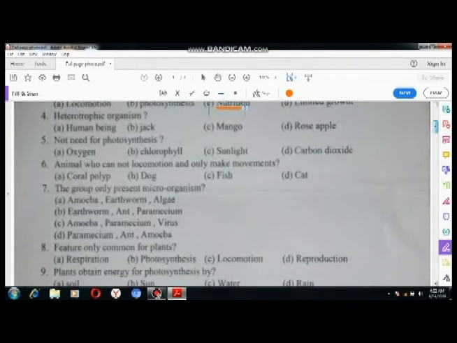Heterotrophic organisms. The organisms can be divided into two parts according to the nutrition: autotrophic and heterotrophic. All plants are considered as autotrophic organisms. All animals are considered as heterotrophic organisms. So answer A, human beings are heterotrophic organisms.